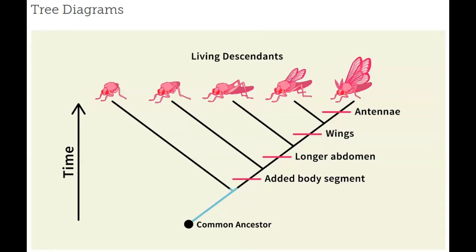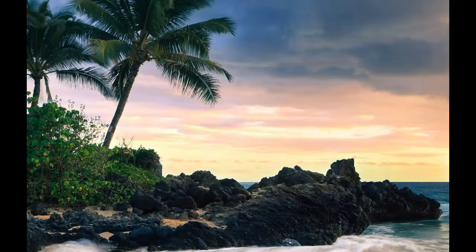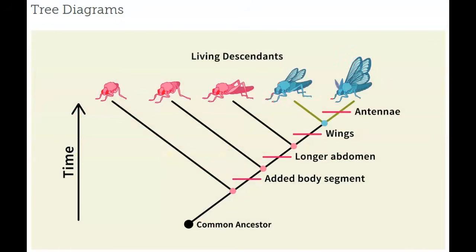Remember that the branches represent lineages of ancestors. The branch points, or nodes, represent common ancestors, or more specifically, the most recent ancestor that is common to all the branches beyond it. So this common ancestor is shared by all of the creatures on the tree, and this common ancestor is shared only by the ones with wings.